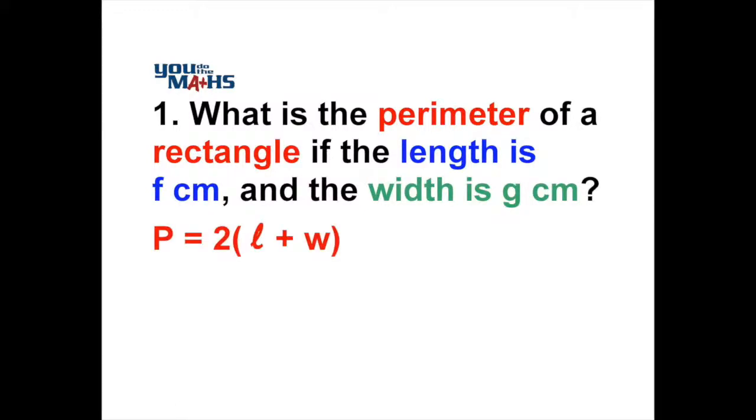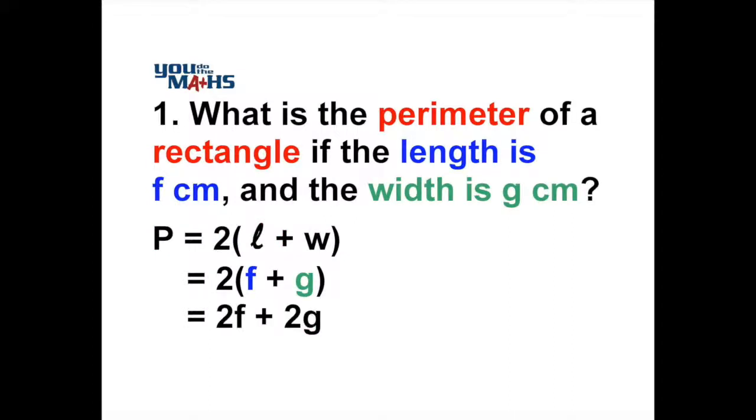Now the perimeter for a rectangle is twice the sum of the length and width. We can substitute the length being f and the width being g. Now it's just a matter of multiplying out the bracket, so the perimeter in this case is 2f plus 2g.